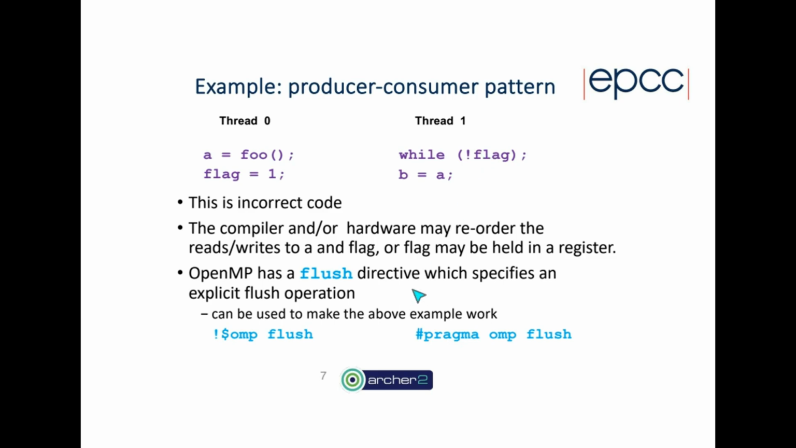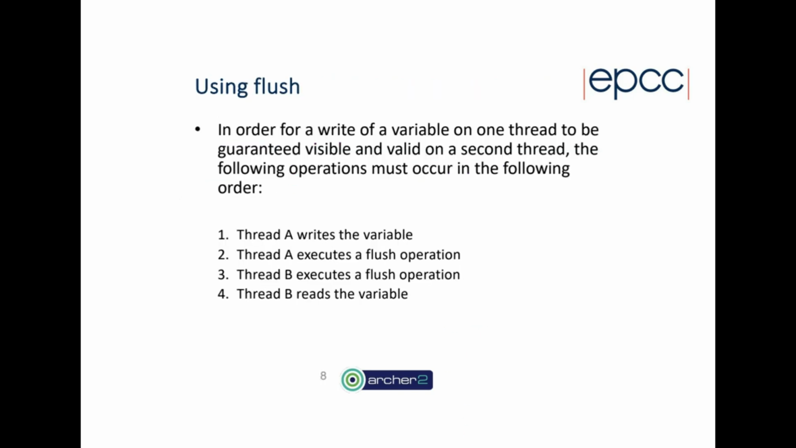Okay, so I'm going to try and convince you never to use it, but just so you're aware, OpenMP does have a flush directive which specifies an explicit flush operation. Chen is asking, where do you put the flush to make it work? I'm going to show you how to do that. But first of all, we need to understand what the rules are.